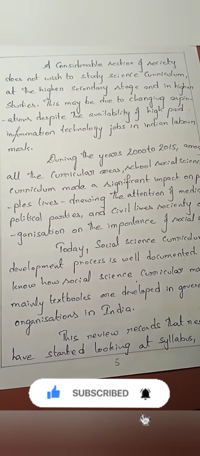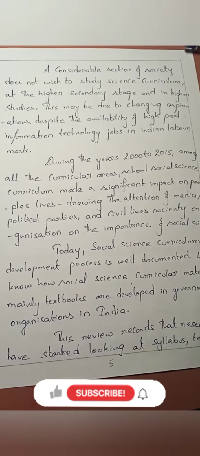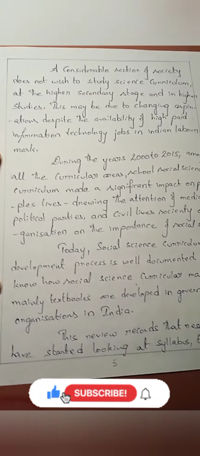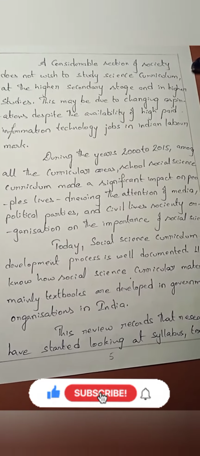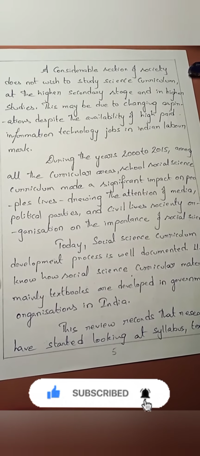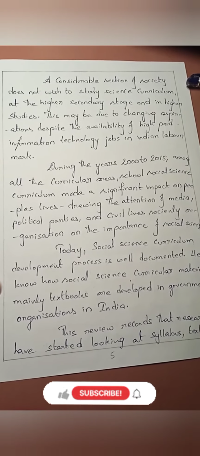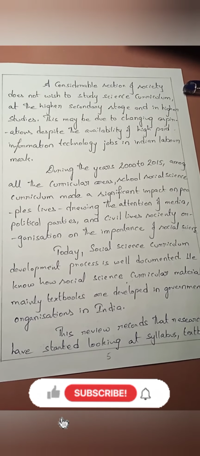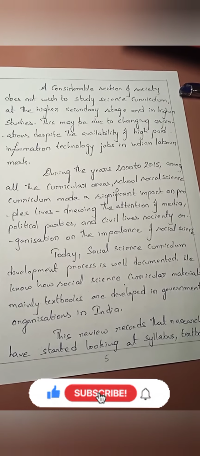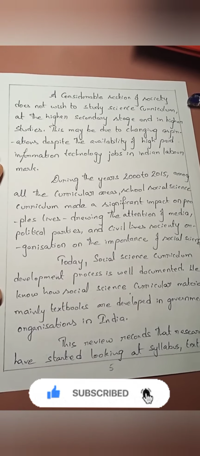During the years 2000 to 2015, among all the curricular areas, the school social sciences curriculum made a significant impact on people's lives, drawing the attention of the media, political parties, and civil society organizations to the importance of social science. Today, the social science curriculum development process is well documented. We know how social science curricular material, mainly textbooks, are developed in government organizations in India.